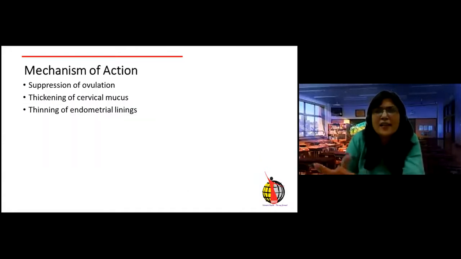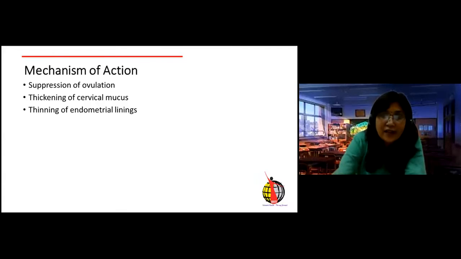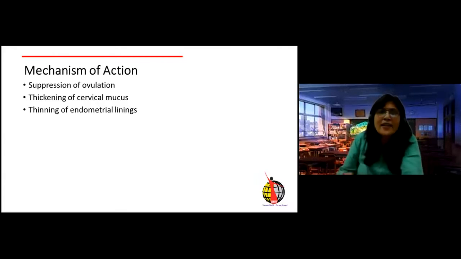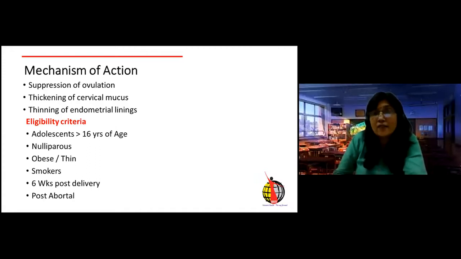Of course, the mechanism of action is it suppresses the ovulation, thickens the cervical mucus, thins the endometrial lining. Now, are there any eligibility criteria for using injectable? There are certain eligibility criteria. One is the adolescent. If the adolescents are using, the age has to be more than 16 years. I'll tell you why. Then it can be used by nulliparous women also. Obese also can use, thin also can use. So these are the advantages.